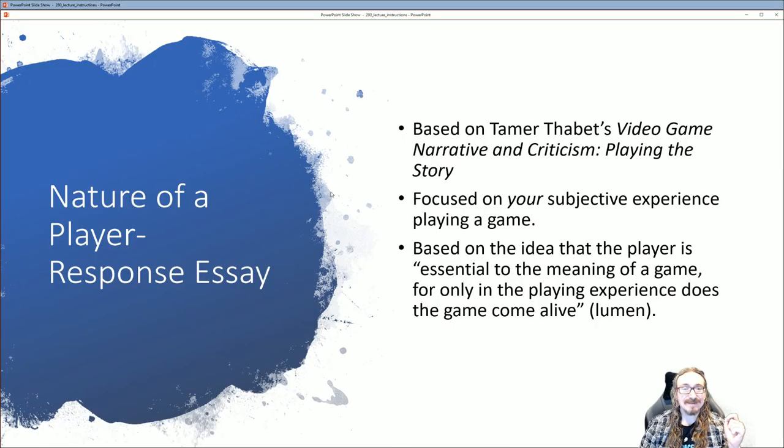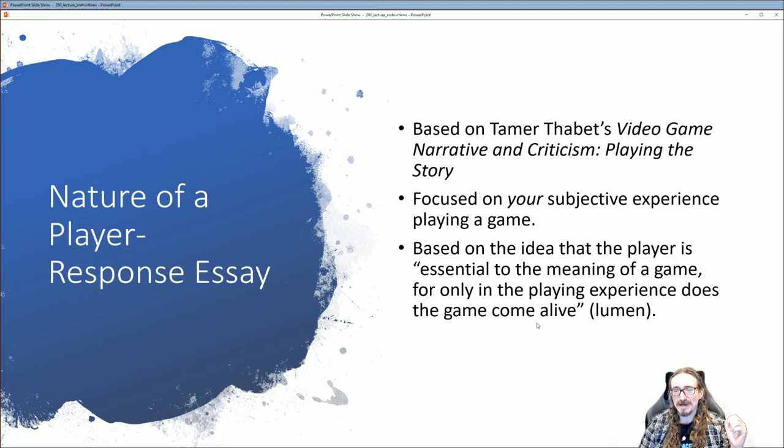All right, moving on then. So the theory, a little bit about why we're doing this, why this particular way. There's lots of ways you could go about writing and analyzing a game. My approach is based on a scholar named Tamer Thabet, who has written a book called Video Game Narrative and Criticism, Playing the Story. You can buy this book or get it from the library, but last time I checked, it's nearly $100. So I thought I would summarize his approach here, but if you do want to delve more deeply into the philosophy behind this, the theories that argue for why this is a good method, you're certainly welcome to do that. But we'll just be applying his theories.